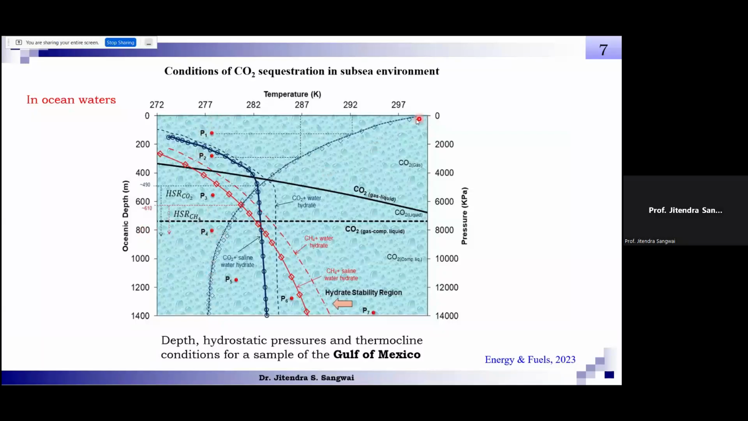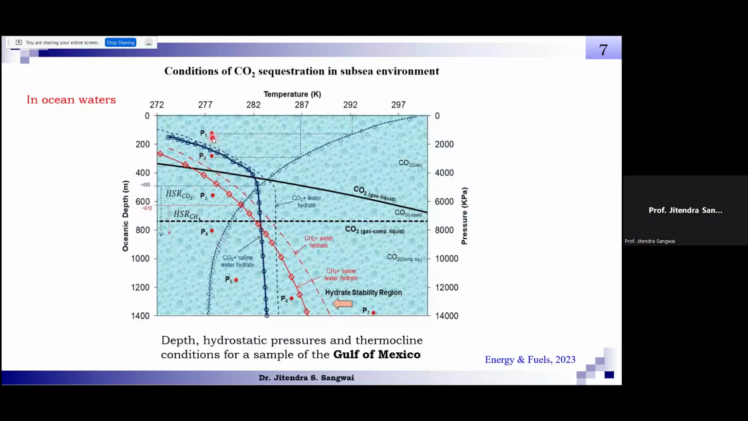The temperature starts from the ocean surface at about 298 Kelvin, say about 25 degrees centigrade. It decreases as you go deeper and deeper into the ocean, and it becomes about 4 degrees centigrade at about 800 meter to 1000 meter. This is for the Gulf of Mexico. And then you have this CO2 hydrate saline water condition, the hydrate stability zone. And how to read this diagram, right?